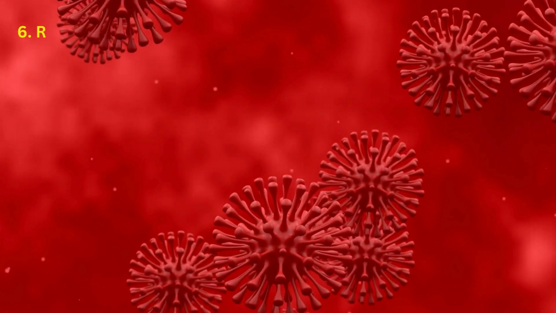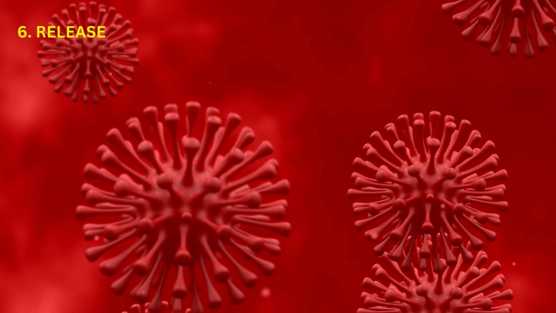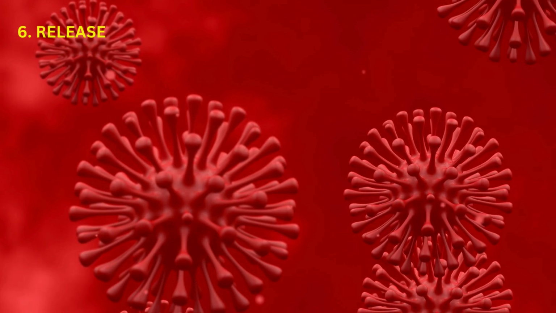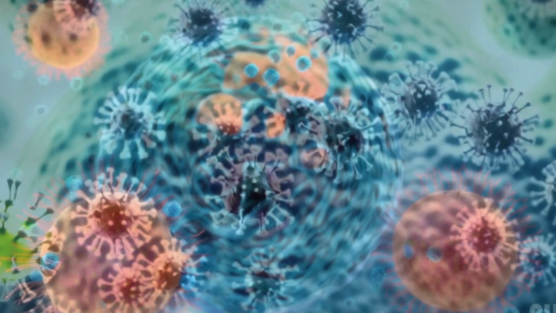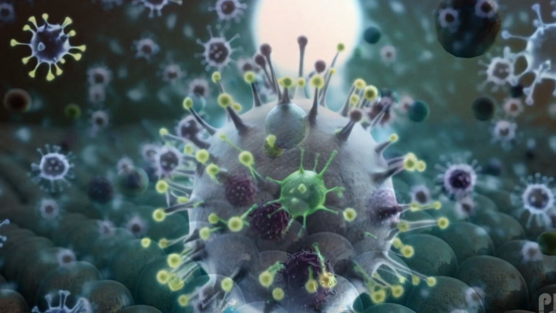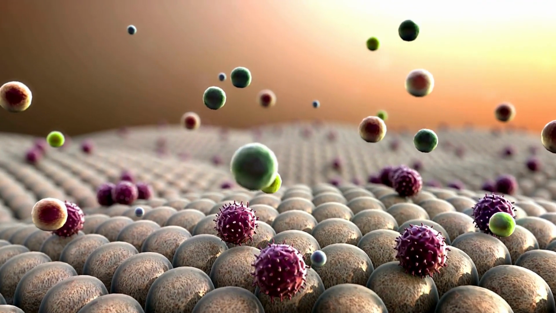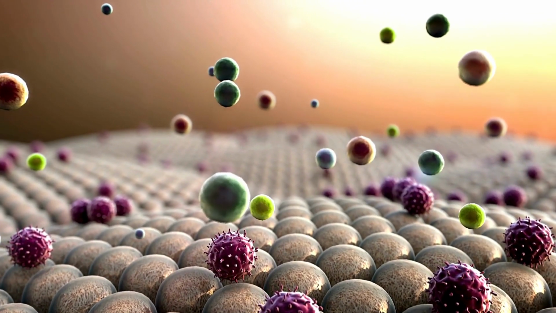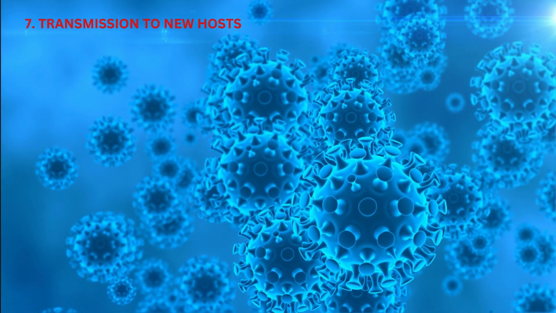6. Release. This usually happens through a process called budding, where the virus particles acquire their envelope from the host cell membrane. In some cases, the host cell may be destroyed in the process, releasing a large number of virions at once. Now, these newly released virions are free to infect neighboring cells, continuing the cycle of infection. 7. Transmission to new hosts.